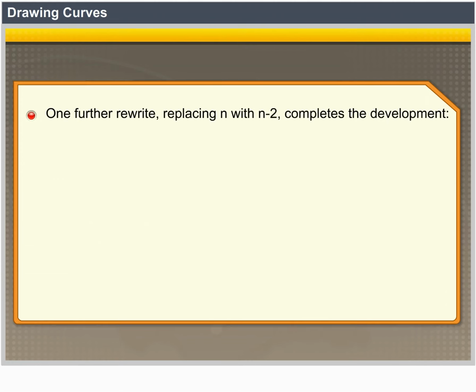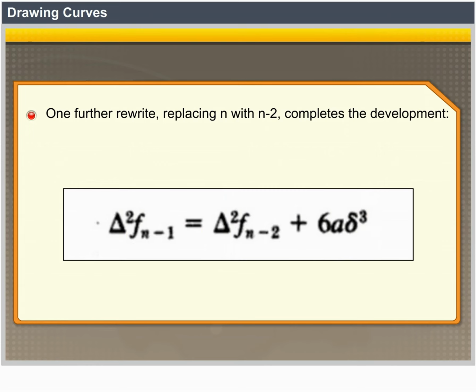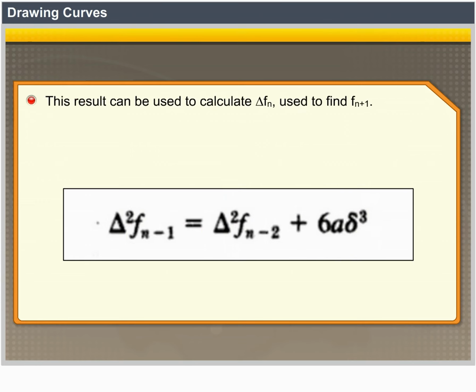On a further rewrite, replacing n with n minus 2 completes the development. Delta squared fn minus 1 equals delta squared fn minus 2 plus 6a delta cubed. This result can be used to calculate delta fn, used to find fn plus 1.